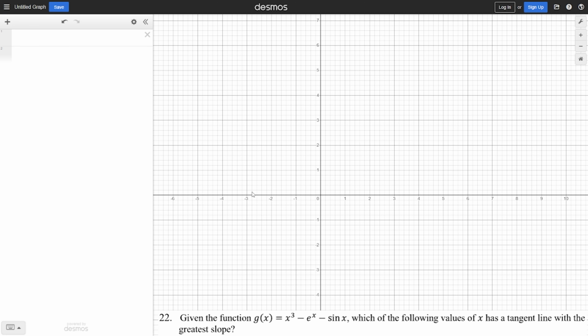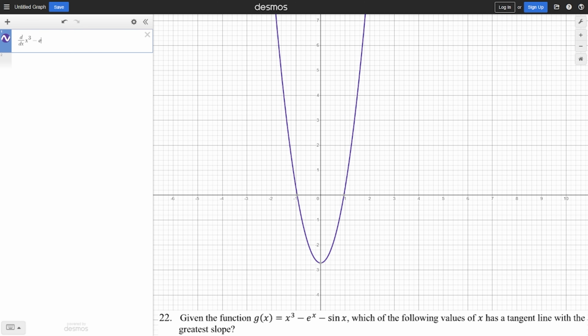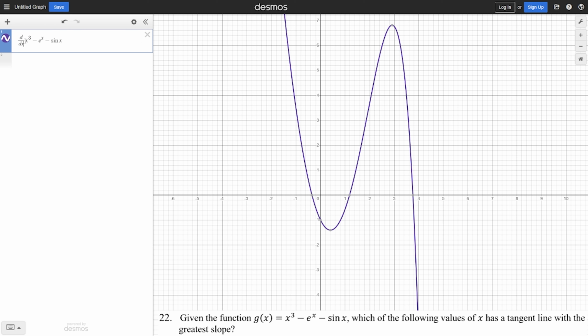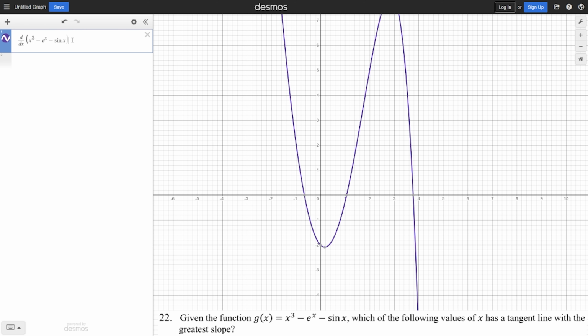This is Unit 2.3, question 22 of the test prep. Given the function g of x equals x cubed minus e to the x minus sine x, which of the following values of x has the tangent line with the greatest slope? So we need to derive the function first of all. So I'm just going to instantly derive the function x cubed minus e to the x minus sine x. And this derivative will tell us what the slope is at each x value of the function.